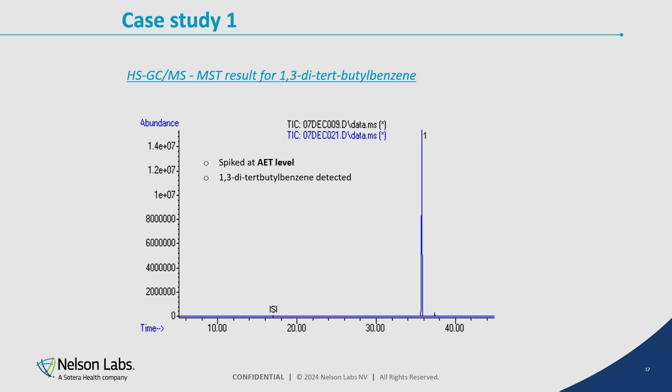So the method suitability test results then. We spiked our one target compound, which we have found in our extractable data, in our blank drug substance, which was not contacted with the storage bottle. And we were able to detect that compound, which is, by the way, a degradation product of an antioxidant, in the complex environment of our drug substance.